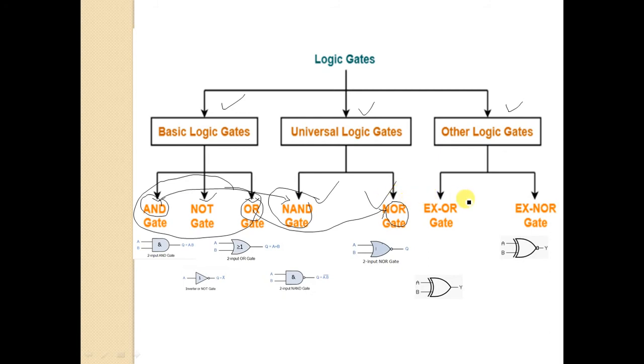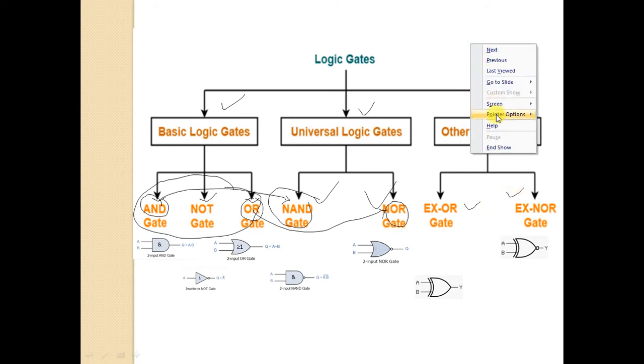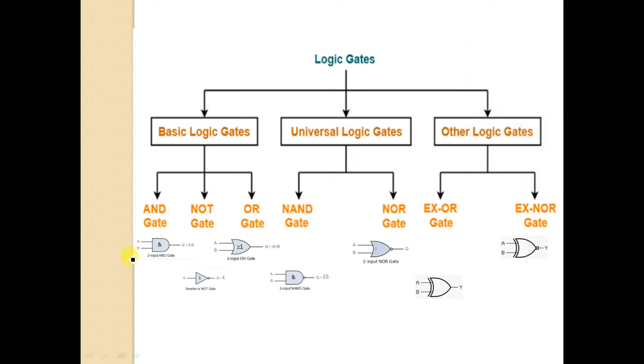Other logic gates are XOR gate and XNOR gate. Let's see AND gate. This is the symbol of AND gate. What does an AND gate do? AND gate does the multiplication. If there are two variables A and B, then the values of A and B will be multiplied with each other after being given to the AND gate.